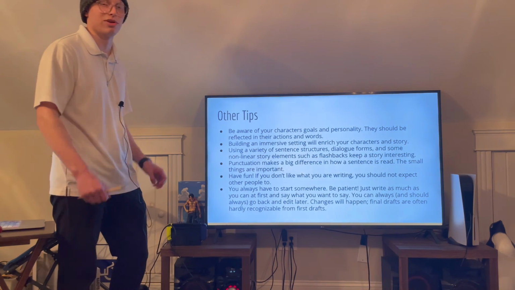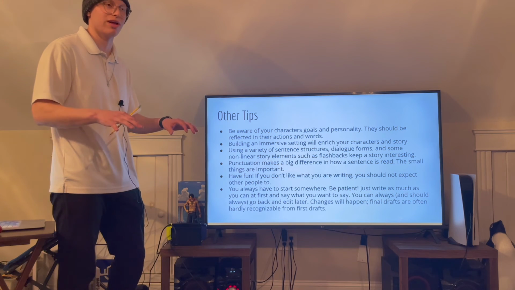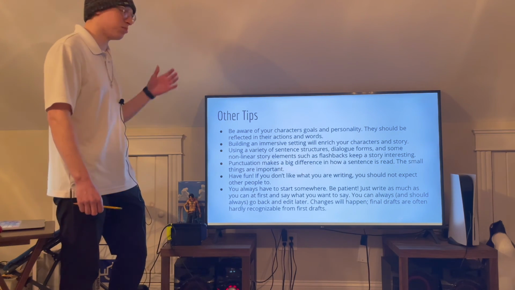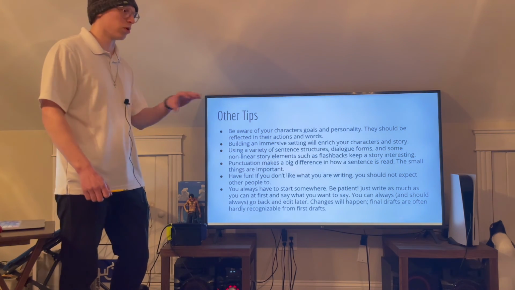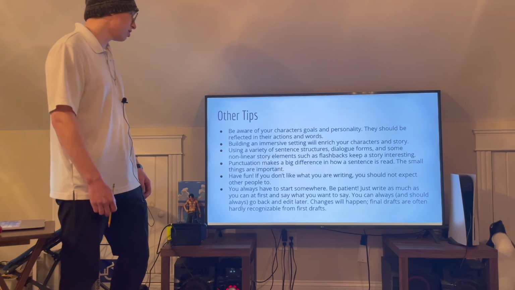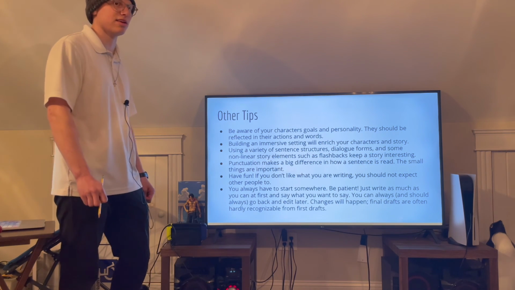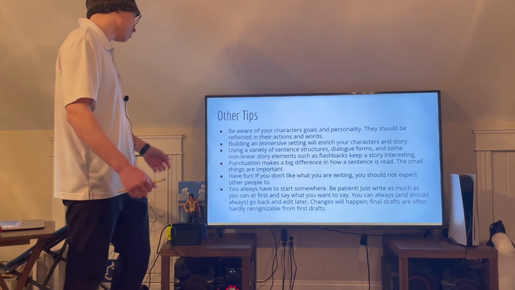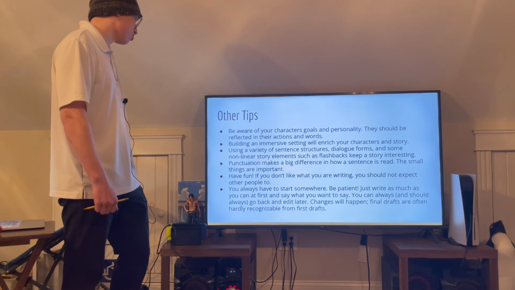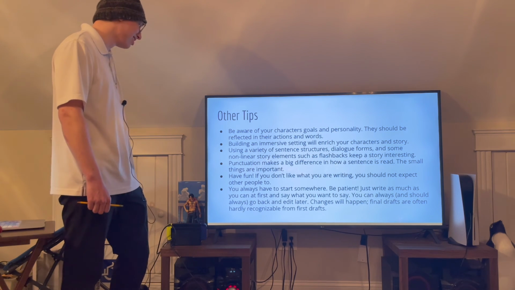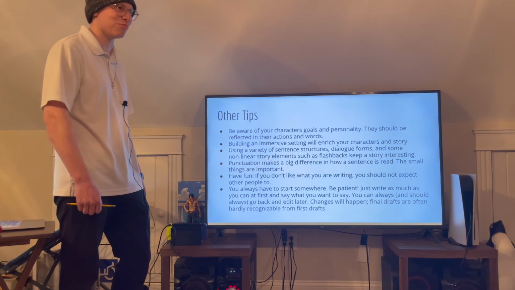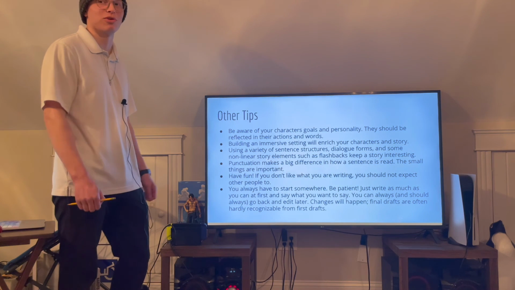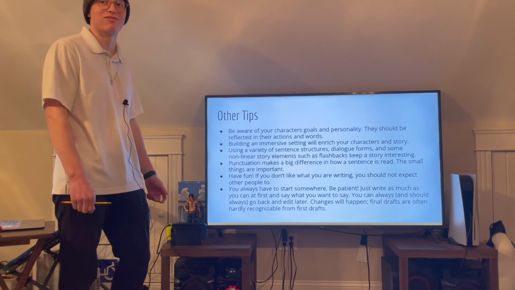It's easy to forget when you get in a row and every sentence ends with a period, but if you really want to portray your words the way that you mean them, it's important to remember basic things like sentence structure and punctuation. Have fun. If you don't like what you are writing, you should not expect other people to. That's a rule of thumb. It's important to keep that in your mind. I mean, why would you expect someone else to like your story if you don't even like it?